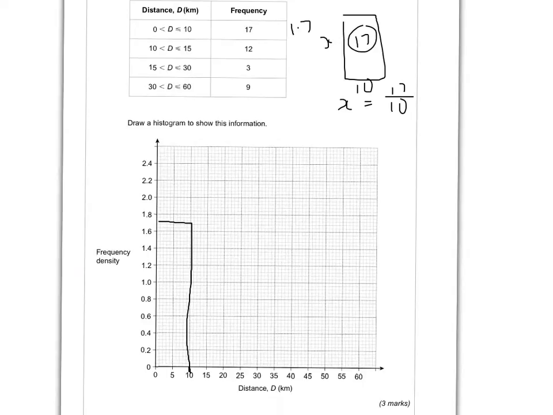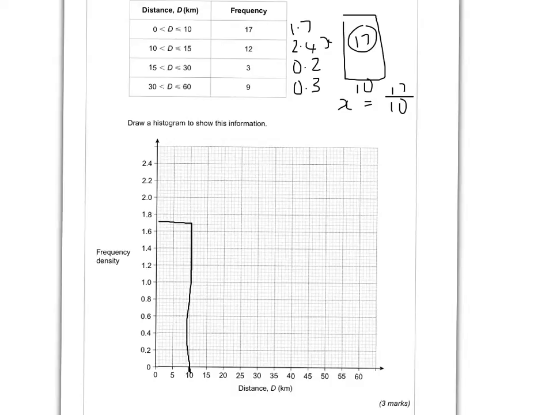Okay, so once I've done this thinking here for the first question and established how I work out the heights, I don't need to do this every time. So I'm going to keep using the same method. I'm going to find out the second frequency density by doing 12 divided by 5, which gives me a frequency density of 2.4. For the next one, I do 3 divided by 15, which is 0.2. And finally, I do 9 divided by 30, which gives me 0.3. And I'm going to transfer these on now.